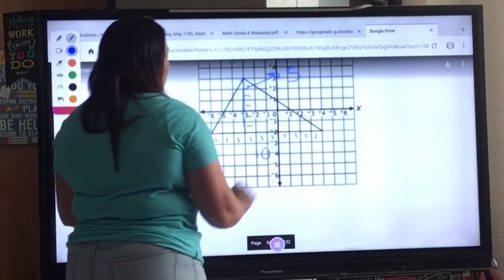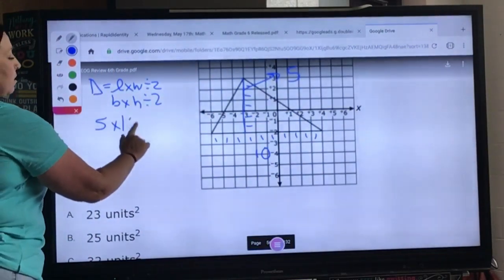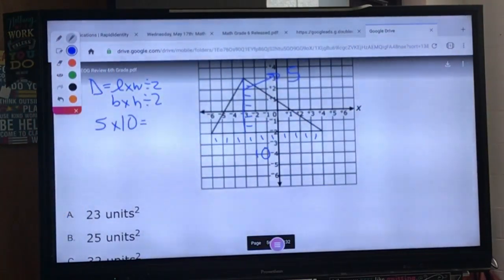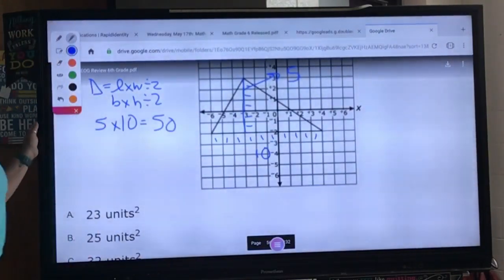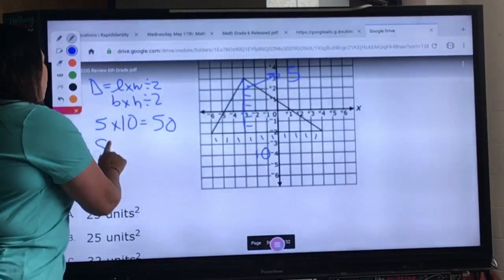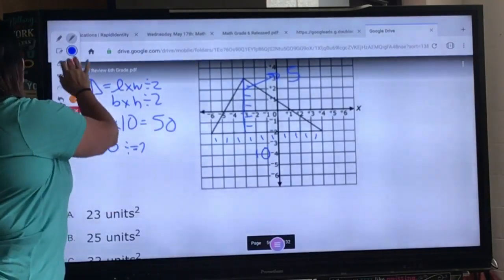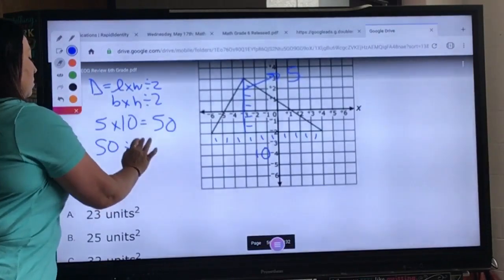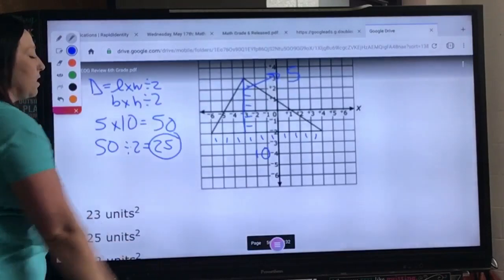So this is 10. So now I'm gonna take those two numbers. I'm gonna do 5 times 10, which gives me what? 5 times 10, Zoe? 50. Is that my answer? Why not? What do I have to do? Olivia? You have to divide by 2. So 50 divided by 2 gives me 25. That is my answer.